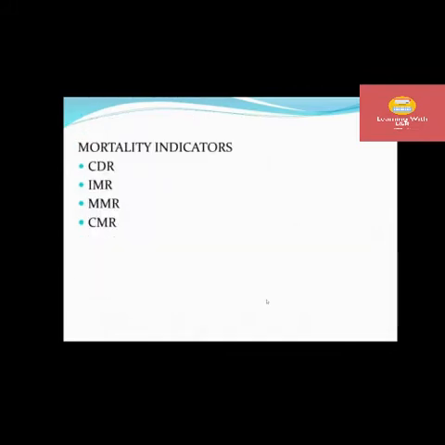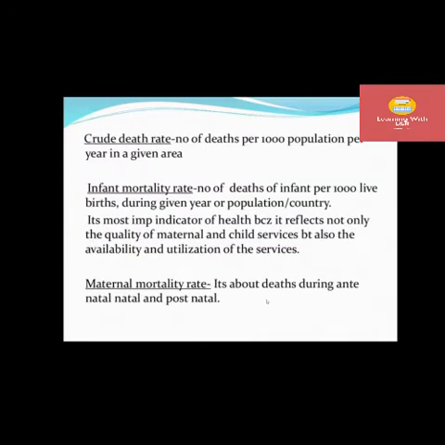Mortality indicators under this: crude death rate, infant mortality rate, maternal mortality rate, child mortality rate. We can discuss in detail. Crude death rate, what is that? Number of deaths per 1000 population per year in a given area. That is called crude death rate. Then infant mortality rate. Infant means the child in the age group from birth to 1 year. That is called infant. Number of deaths of infants per 1000 live births during a given year in a population or country.